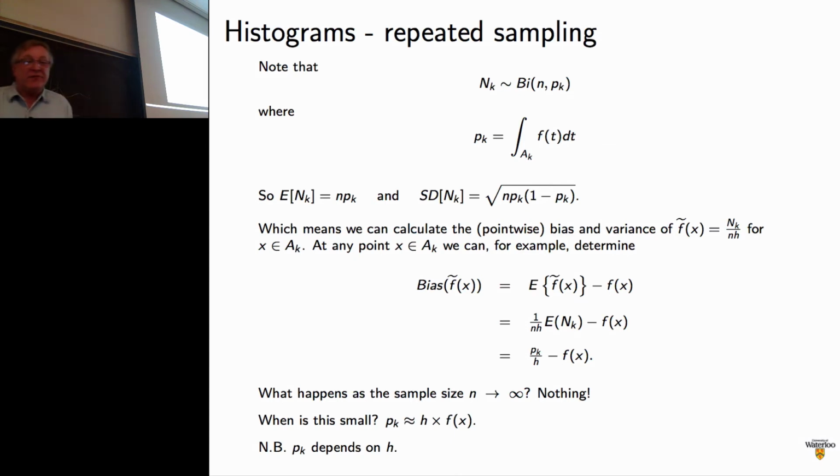So, if that probability of being in there is close to h times f of x for the x that's inside that interval, then that bias is going to be small. If it's not, it's going to be large. And of course, what pk is depends upon h. Right? The smaller h is, the smaller is pk. The larger h is, the larger is pk. Right?